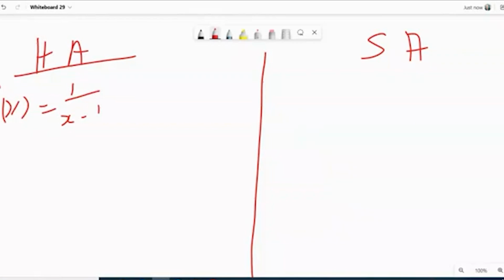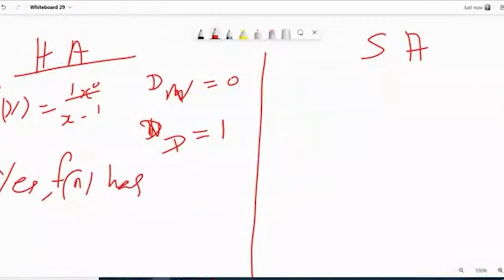The degree of the numerator is 0, since x power 0 is 1. So the degree of the numerator, dn, is 0. The degree of the denominator is 1, x power 1, right? So the degree of the numerator is smaller by 1. Another way of saying it: the degree of the denominator is 1 greater than the degree of the numerator. Therefore, there is a horizontal asymptote.